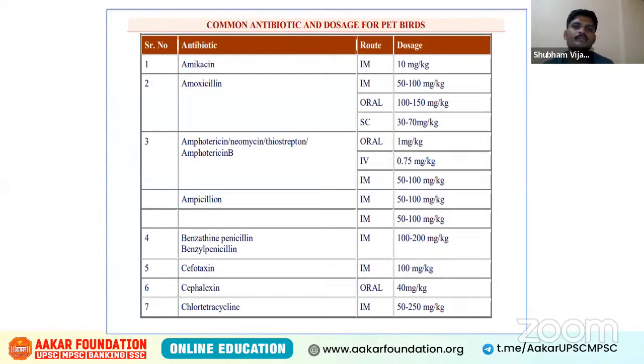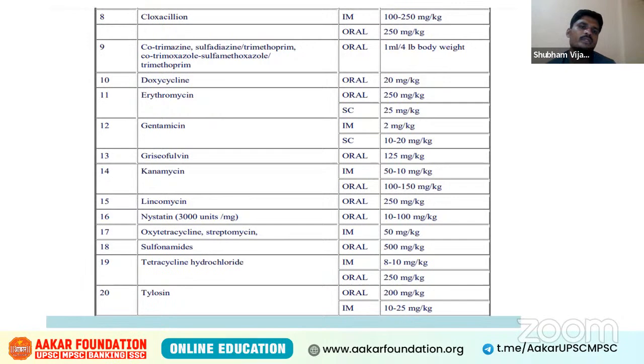Okay, what different antibiotics we can use: amikacin, amoxicillin, amphotericin B, neomycin, ampicillin again, benzathine penicillin, or cefotaxime, or cephalexin, or chlortetracycline, or cloxacillin, or sulfonamide derivatives along with potentiated sulfonamides, or doxycycline, erythromycin, gentamicin, griseofulvin, kanamycin, lincomycin, nystatin, oxytetracycline, streptomycin, tylosin.